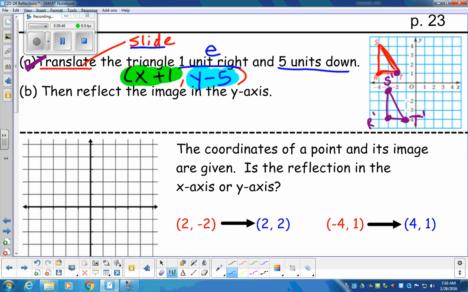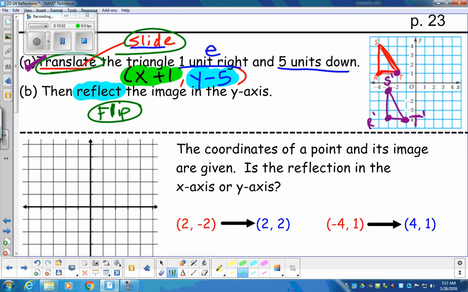Okay, so now we're going to move into what's new today. So that was yesterday's work. Reflection now means to flip. So we said a translation means to slide. A reflection means to flip. We're going to flip over the y-axis. So here's our y-axis. We're going to take the purple triangle on my screen, R prime, S prime, T prime, and we're going to flip it over this y-axis.